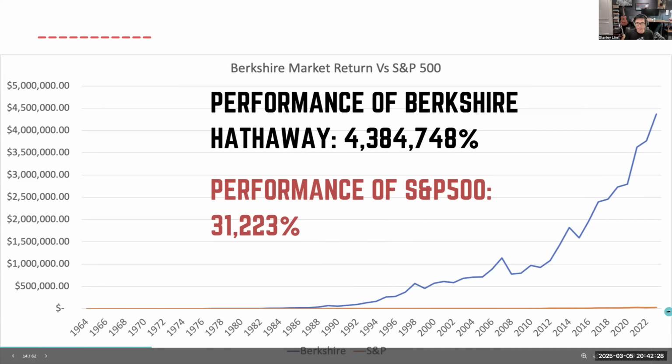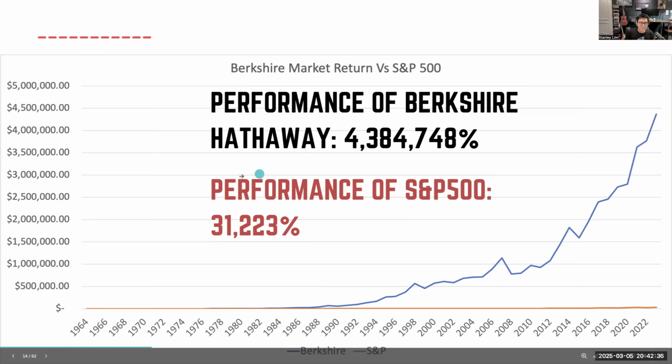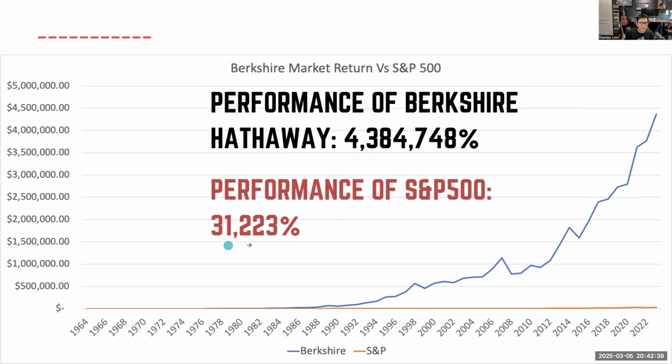So on this graph, the S&P 500 is almost a flat return. But bear in mind, the S&P has actually returned 312 times, right? 312 times. That means that if you had invested $1,000 in the S&P 500 in the past 60 years, it would have grown into $310,000. But the equal amount in Berkshire would become around 44 million today. So that's the difference. But I want to share something interesting with you later.